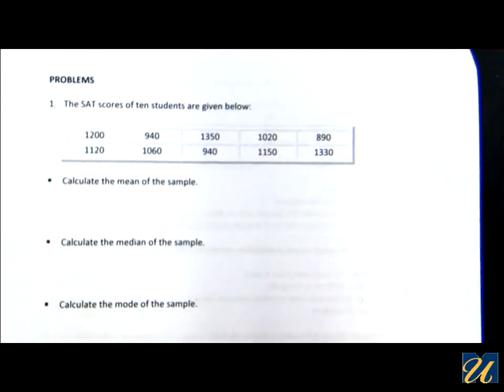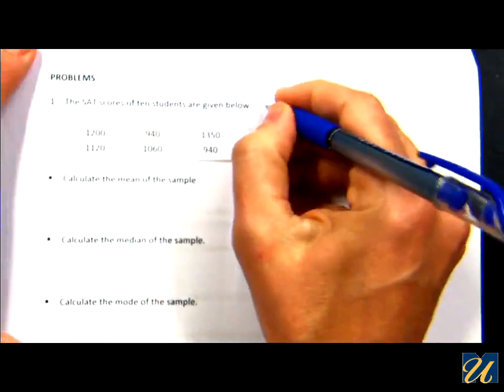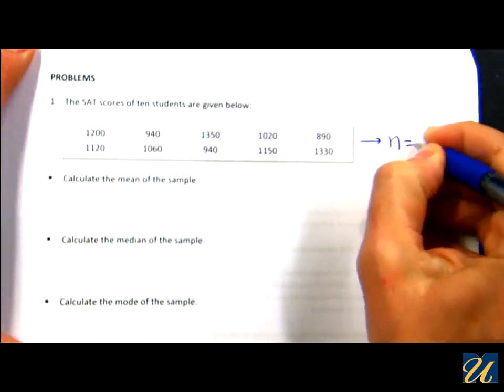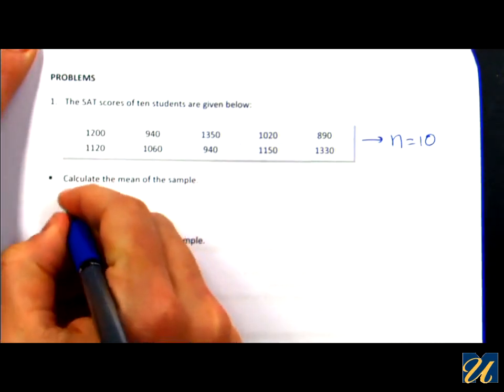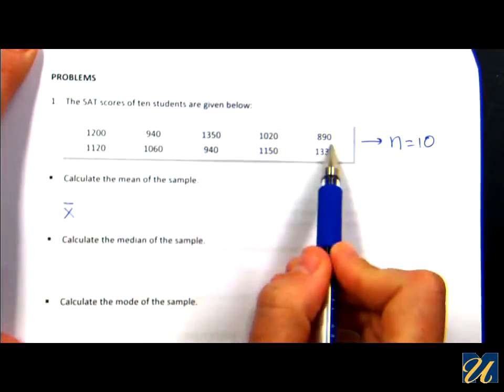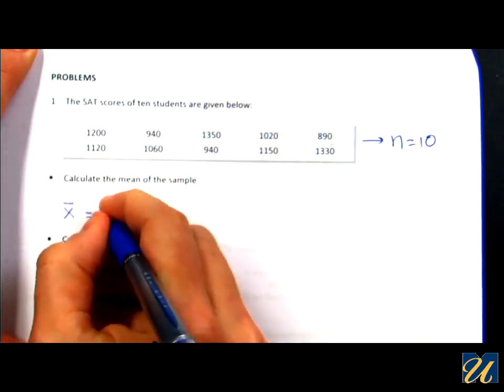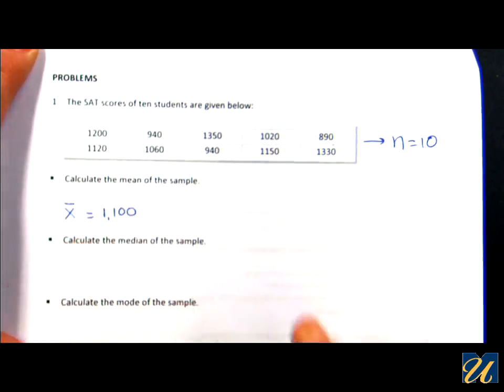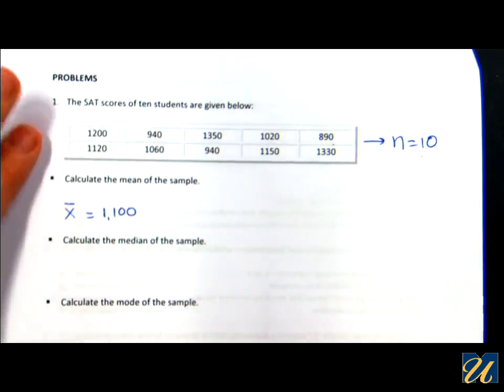Let's look at the exercises. With the first exercise, we have the SAT scores of 10 students. That means that N is equal to 10. We want to calculate the mean, X bar. We add all the entries. We divide by the number of entries that we have. This will be 1100.